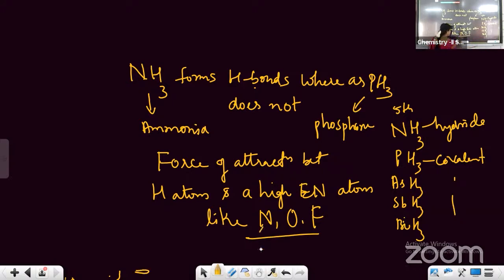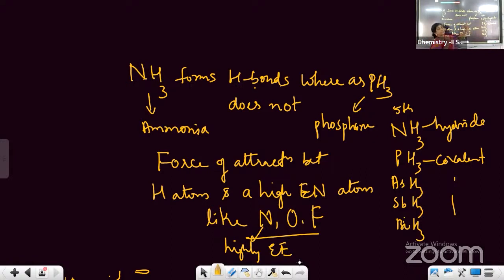Why? Because this nitrogen is highly electronegative. You don't need to write everything in the answer. Since nitrogen is highly electronegative, it forms hydrogen bonds, whereas phosphorus is not highly electronegative, therefore it does not form hydrogen bonds. Write this simple answer: ammonia forms H bonds due to its high electronegativity; phosphine does not form hydrogen bonds due to its low electronegativity. That's it, you will get 2 marks.